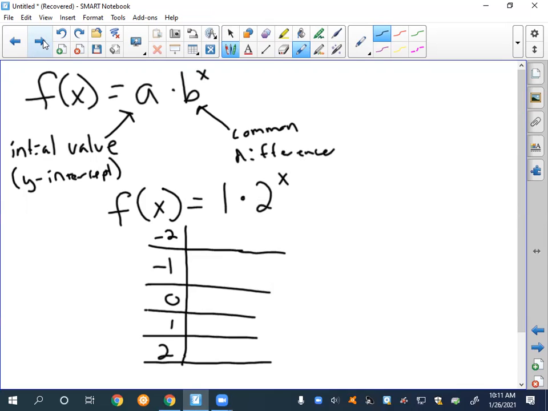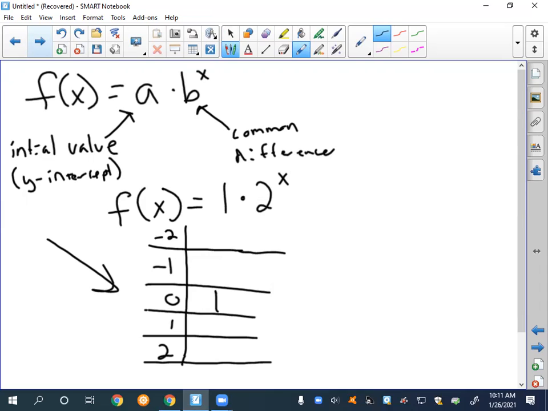Y-intercept. Yes? So where could I put that 1 in this table right now that represents the y-intercept? Where x is 0, yeah? Boom. We already filled out half of that by just doing that. Now, what does 2 represent? What letter did we replace 2 with? B, and B represents the common difference. Well, what in the heck does that mean? Here we go. We're going to check it out right now.